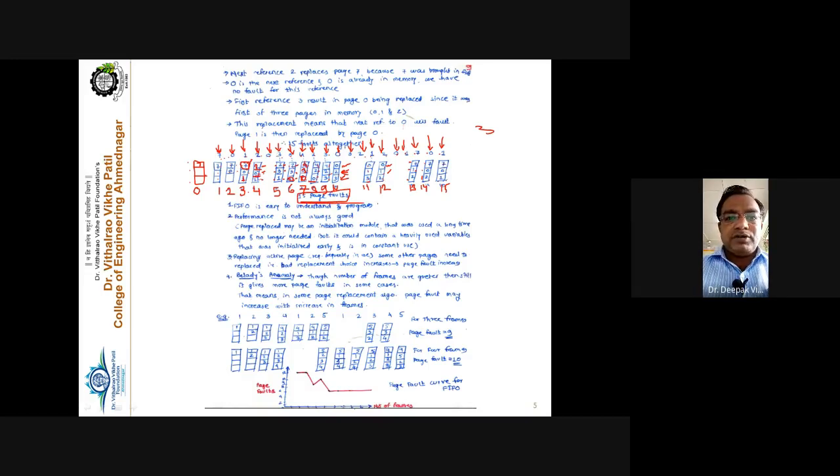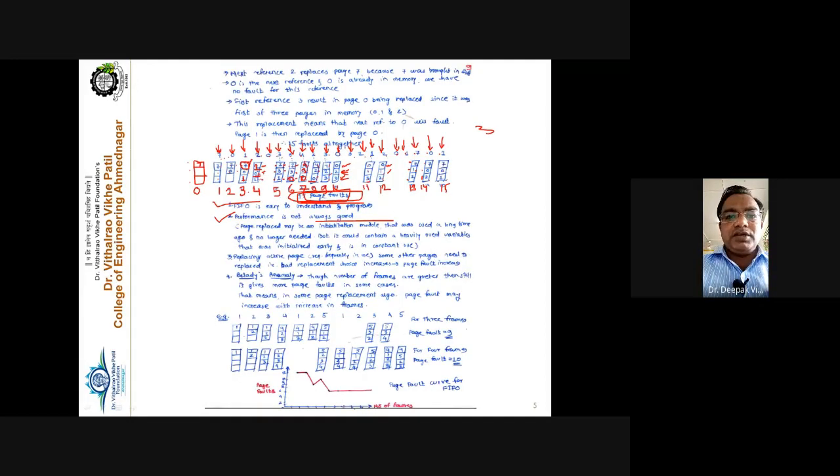So replace that particular page, which is the oldest one, right? That particular page we have to replace. So FIFO is easy to understand and program, from an implementation point of view. It is very much easy. Performance is not always good, just like your FCFS. So it will not give you the minimum number of page faults, or the optimal number.